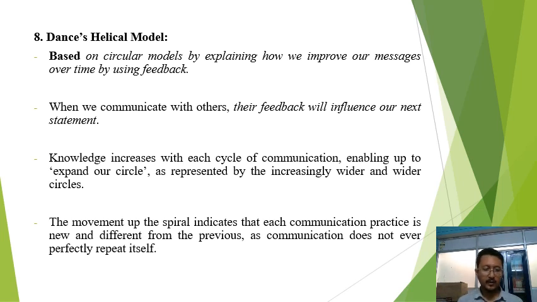The message that you send comes back to you. It keeps on revolving around in a circle, which is why it is also known as a spiral, an upward spiral movement communication. So these are the types of communication process models. We have seen basically three broad categories. That is linear models, which deal with one-way communication.